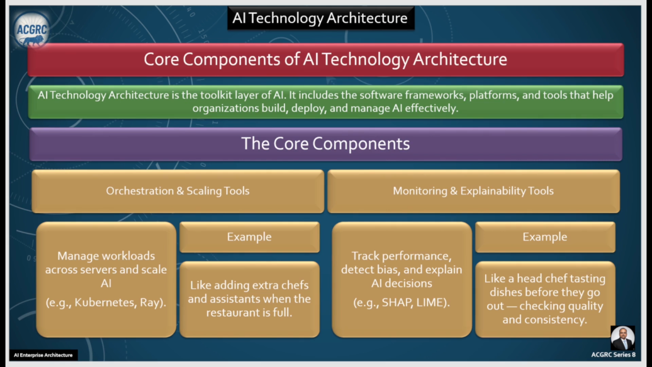Coming on to monitoring and explainability tools, these are used for tracking performance, detecting bias, and explaining the AI decisions. Here you have SHAP and LIME. It's like a head chef tasting the dish before it goes out, checking for quality and consistency.